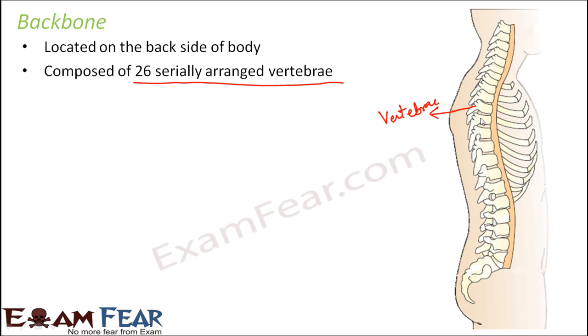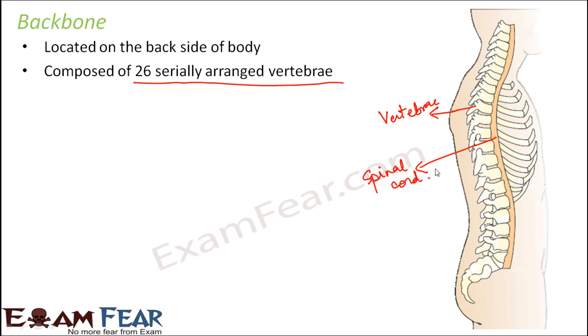So they have several projections and each of these small bones contains a hollow area through which the spinal cord passes. So you see at the center you have this hollow area through which a tube-like structure passes, and that is nothing but the spinal cord, and the spinal cord is connected to the brain. Spinal cord helps to convey messages from brain to different parts of the body. So spinal cord is very, very important.